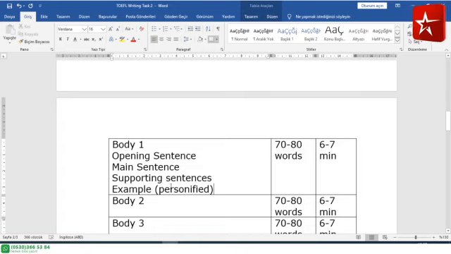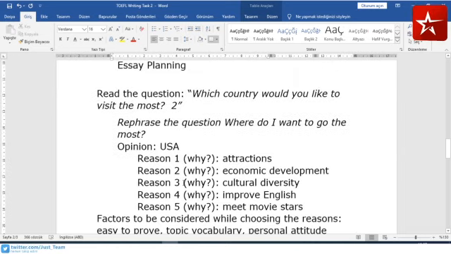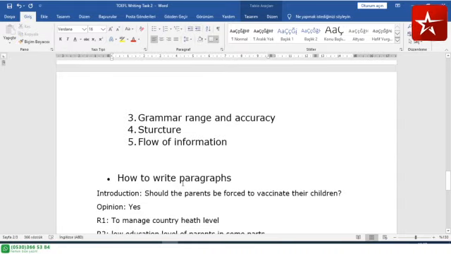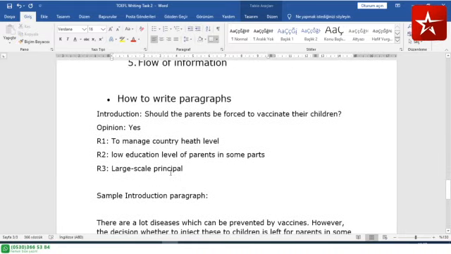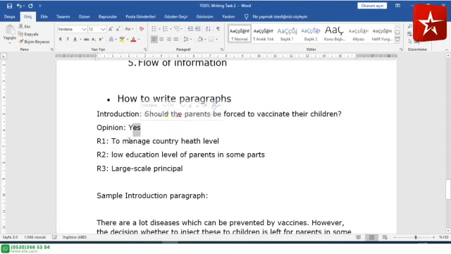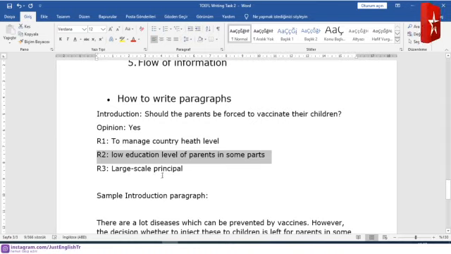And let's now think about the body paragraph, how we can write a body paragraph for the same essay. So our question was, should the parents be forced to vaccinate their children? And my answer was yes, and I have 3 different reasons. For me, it is easier to write about this one, and I will choose this for my first paragraph.